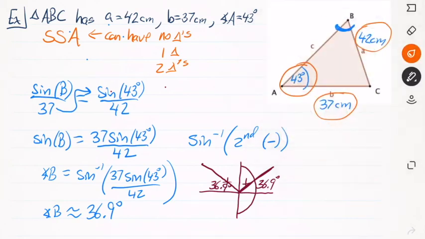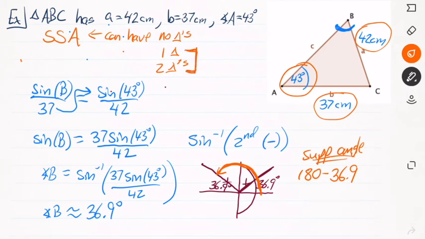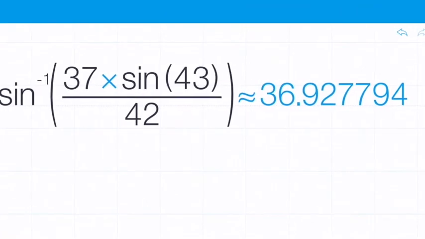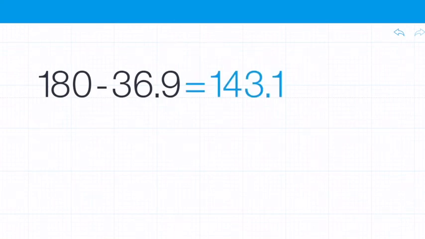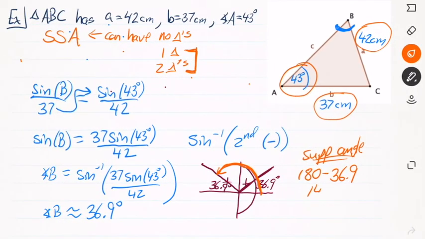So to find out what the obtuse angle is, we're going to have to take the 36.9 and subtract it from 180. And this becomes known as the supplementary angle. It is a possible angle that this triangle has, and this is how you determine whether it's one or two triangles, from this first answer. So 180 minus 36.9 is 143.1.